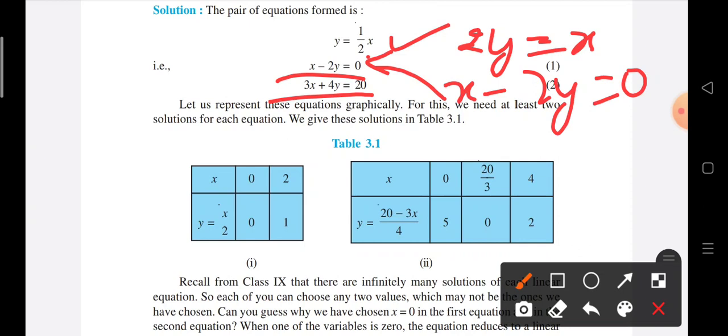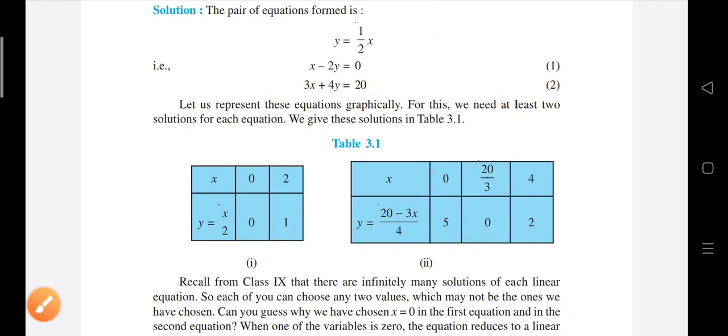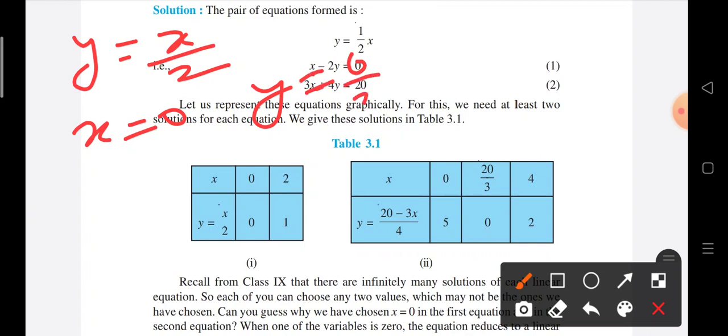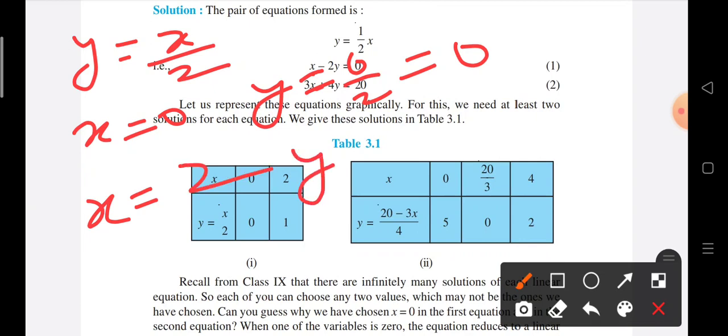Now we'll take some solutions of this. From the first equation we get, if we place x equal to 0, the y will also get 0. If we place x equal to 2, the y will be 1. Let us do that, how they have done. So the equation is y is equal to x by 2. Let us take first x is equal to 0, so y is equal to 0 upon 2, that is 0. Second situation, x is equal to 2, so y is equal to 2 upon 2, that is 1. So these are the solutions which have been placed over here.